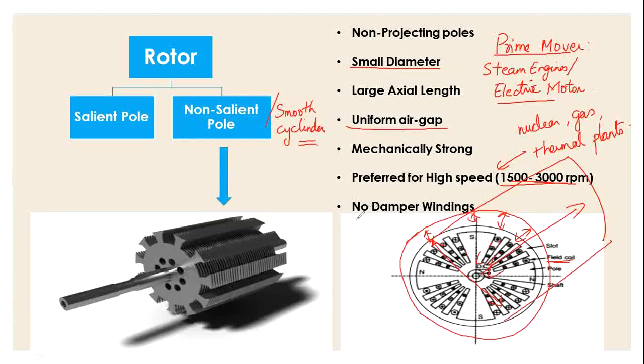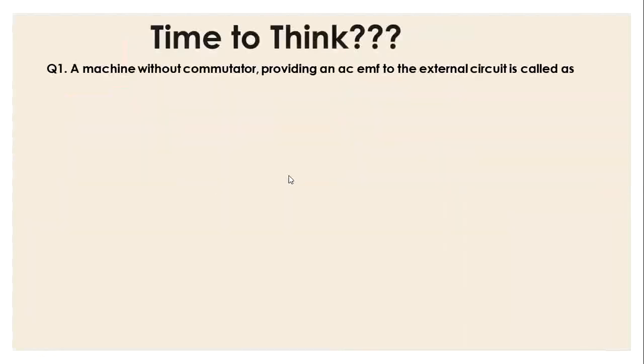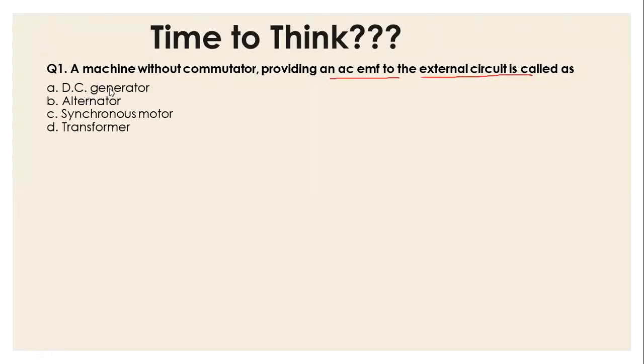So this is all about the rotor. The two major important components we should know for a synchronous generator are the rotor as well as the stator. So please go through the questions, read them carefully, and write your answers in the comment section. The first question is: a machine without a commutator providing an AC EMF to the external circuit is called as what? The options are a DC generator, an alternator, a synchronous motor, or a transformer. So let me know the answer in the comment section.